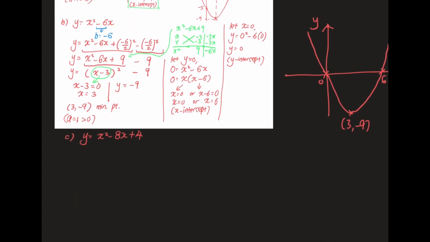Okay. Now we start with completing the square. So we have to look at the b first. This is b. b is minus 8. Okay. Now we have to put the b over 2 squared. x squared minus 8x plus (b over 2) squared minus (b over 2) squared plus 4.